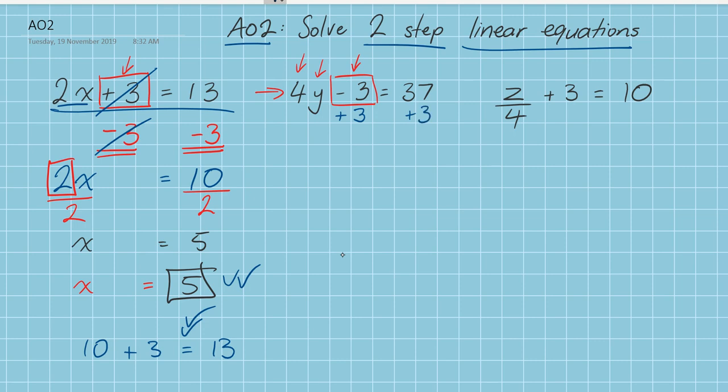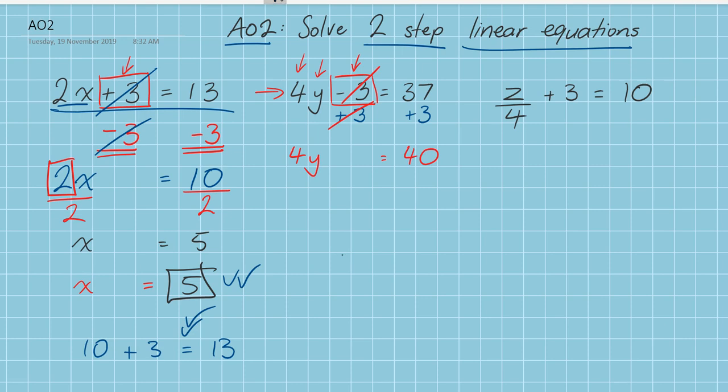Okay. Now I'm going to reassess my situation, see where I'm at. Still got 4y. That's been gone. That's eliminated that. Brilliant. And I've now got 37 plus 3. That's going to be 40. Fantastic. Okay, next thing. One more step.